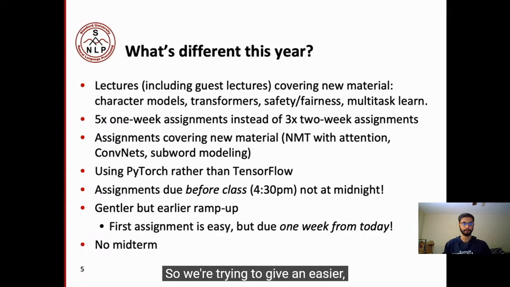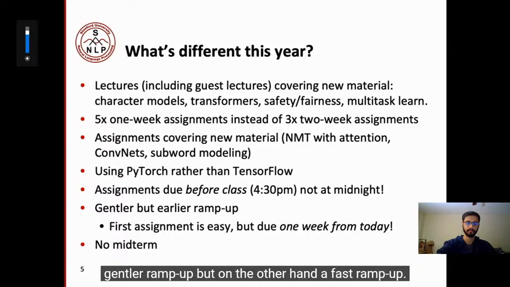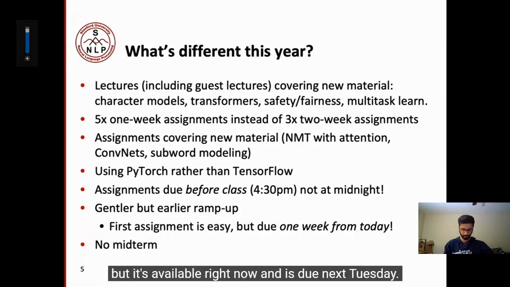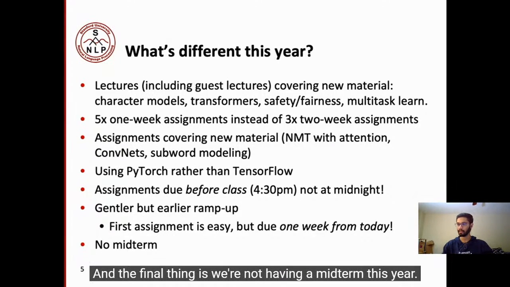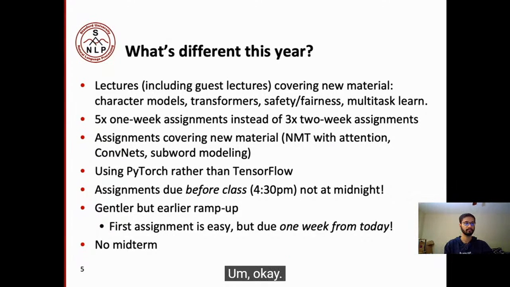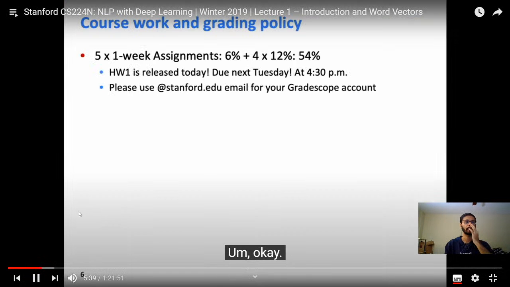So starting off, we're trying to give an easier, gentler ramp up, but on the other hand, a fast ramp up. So we've got this first assignment, which is sort of easy, but it's available right now and is due next Tuesday. And the final thing is we're not having a midterm this year.